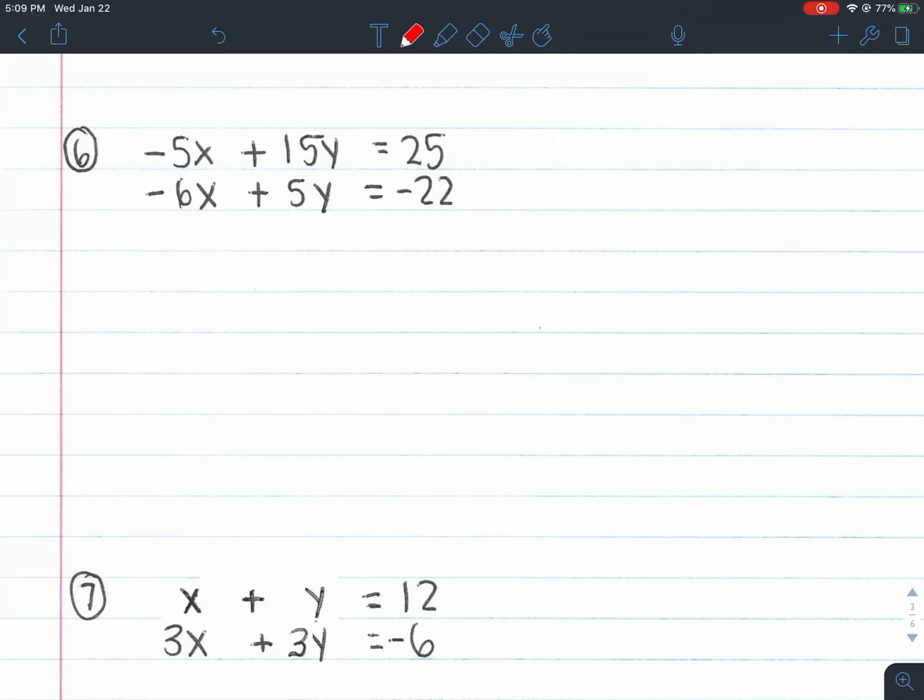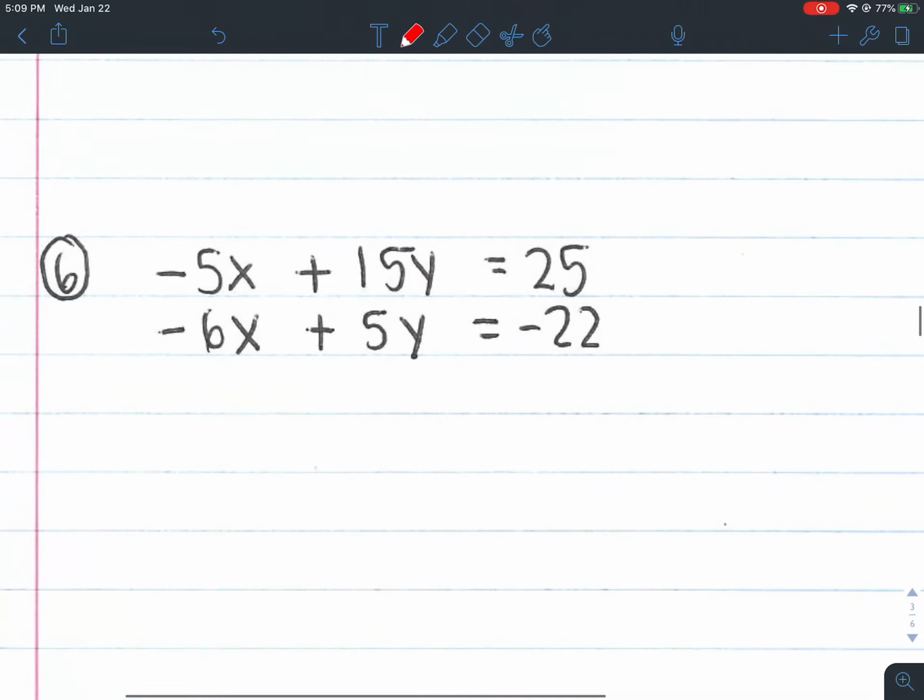All right, number 6. So first thing you check for is standard form. It is in standard form. The second thing is do we have any same numbers? No, right? We have 5 and 6, and we have 15 and 5. Do I have opposite signs anywhere? No, right? So now we got to choose. Do we get rid of x or do we get rid of y? So now you got to think about this.